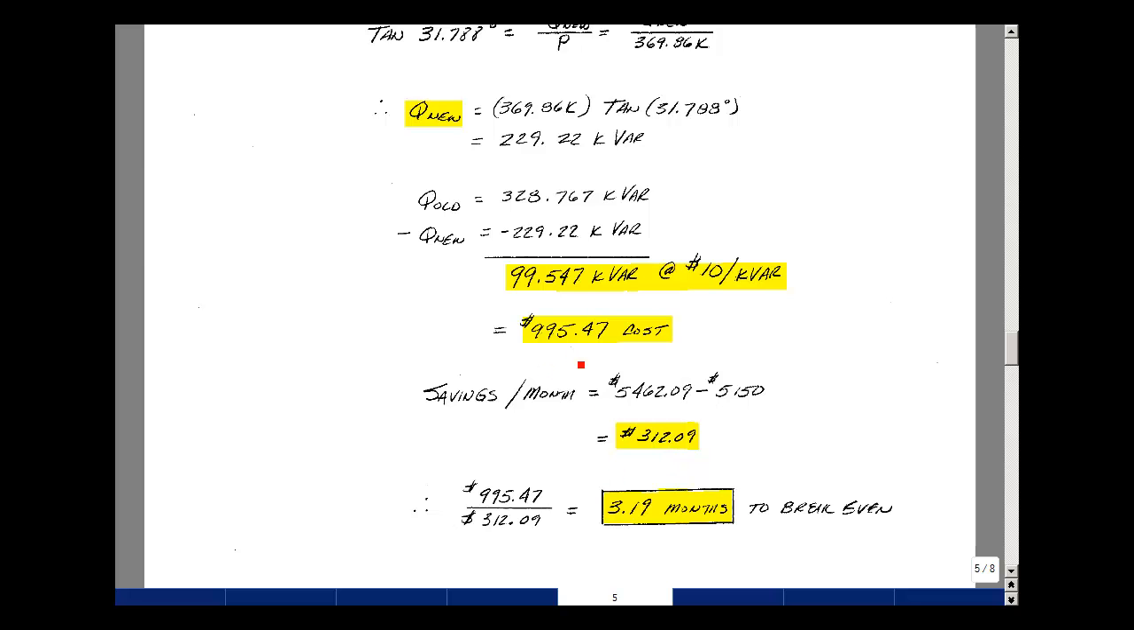Take the ratio then of the cost here of $995.47 divided by 312.09, and it would take a little bit more than 3 months, about 3.19, to break even. This is actually a pretty good rate for recovering your money. And this is Supplemental Problem 16.3.